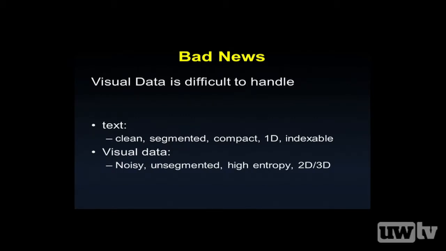So the reason for this, and the bad news of this whole enterprise, is that visual data is very difficult to handle. For example, text is clean, it's segmented. We have nicely segmented text into words, so the segmentation problem is not there. It's compact, it's 1D, it's indexable. Visual data is noisy, it's unsegmented, it's high entropy, it's 2D or 3D, and a lot of the time it's very hard to index.